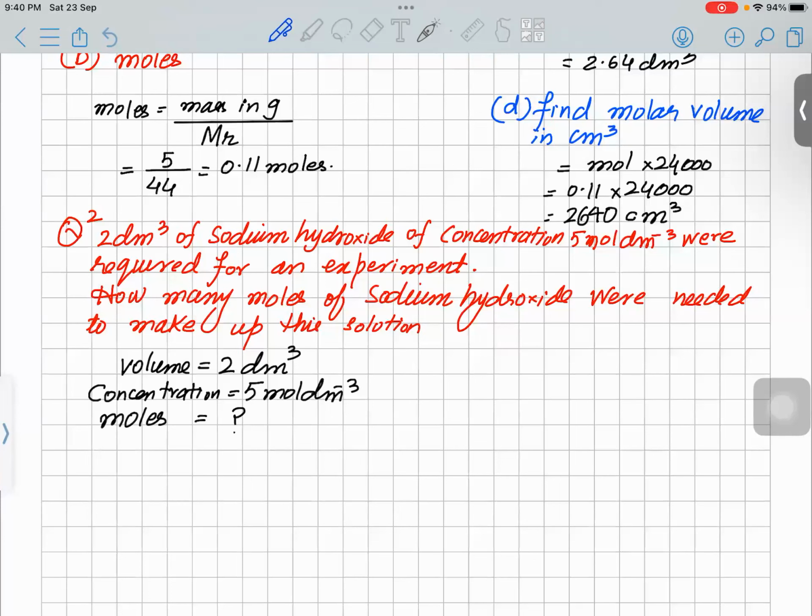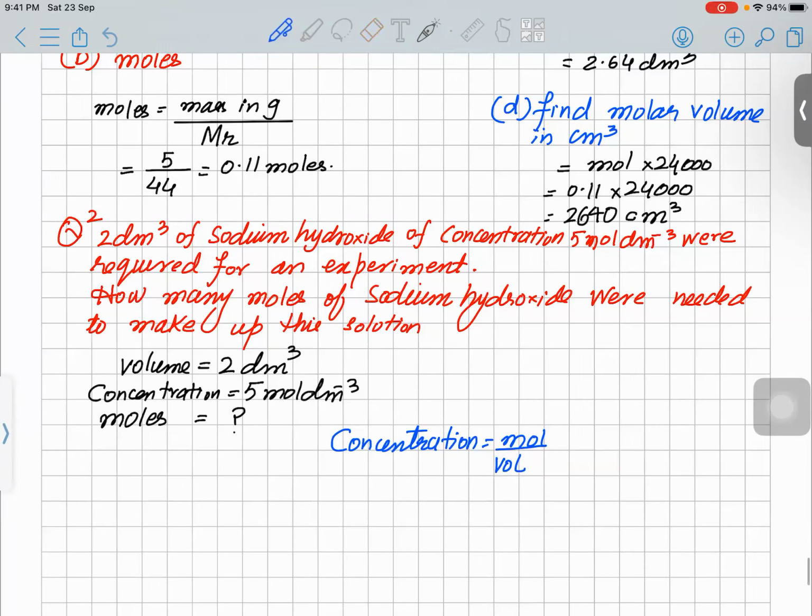We'll always remember, concentration is equal to mole divided by given volume times 1000. So to find the mole, we'll multiply the concentration by the volume, divided by 1000. But the 1000 is not required because volume is already in dm cube.